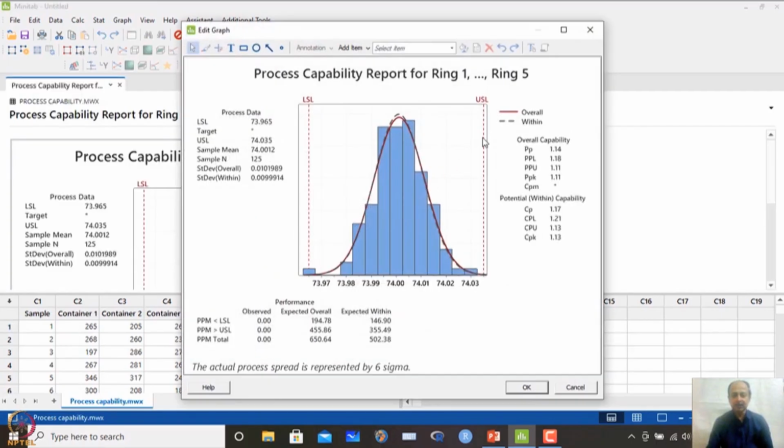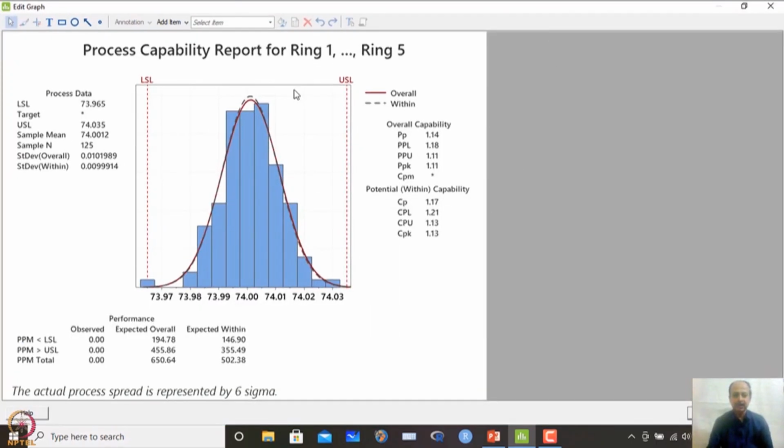What I get is this type of diagram. The standard deviation overall is 0.01, and the standard deviation within, which means R bar by D2, is also shown, while overall is the S estimation. Based on that, the PPK estimation is 1.11 and the CPK estimation is 1.33. Because the process is stable, both measures come out more or less the same, which is what is expected. Only the formulation differs: expected within and expected overall observation. The ppm is calculated from Z because of the normal distribution, and based on Z we can calculate how much fallout is outside USL and LSL.